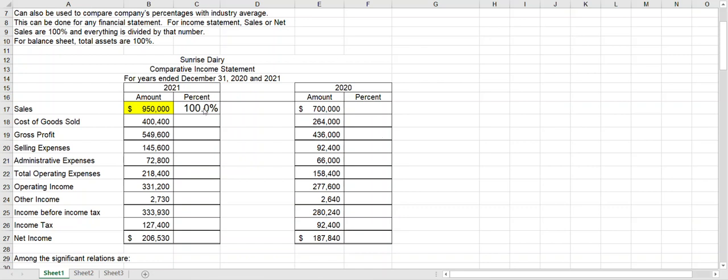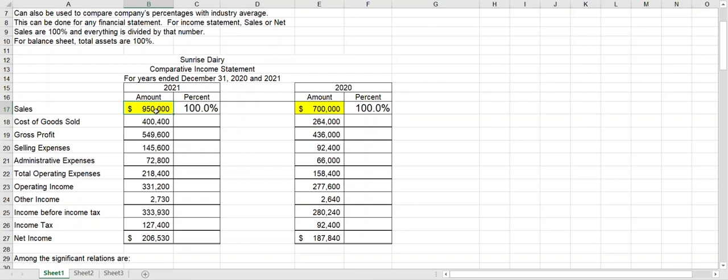So let's start with the vertical analysis and the income statement. First of all, sales is always going to be your 100%. Everything is going to be based on sales. So even in 2020, sales will be my 100%. Okay, so in 2020, sales are 700,000. In 2021, sales are 950,000.